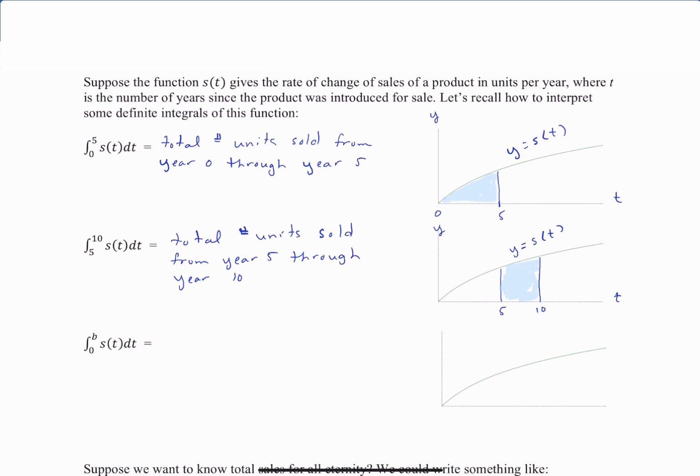The definite integral from 0 to b would be the total number of units sold from year 0 through whatever year b is, which can also be interpreted as the area under the s of t curve. Again, s of t is not the amount of sales, it's the rate of change of sales.